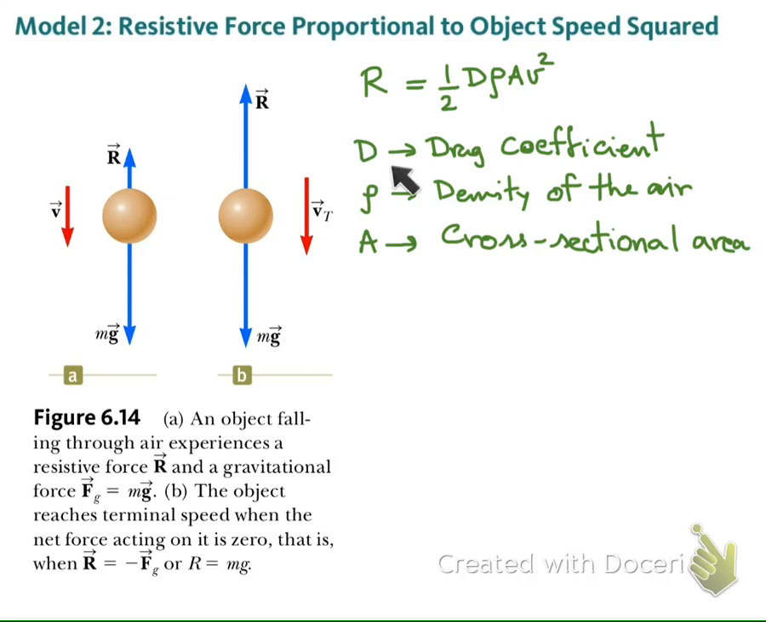The value of the drag coefficient depends on the type of the object and the medium that the object moves through. If it's the air, we have the drag coefficient of the air. To be precise, we should say that rho is the density of the medium. So if it's the air, this is the density of the air.